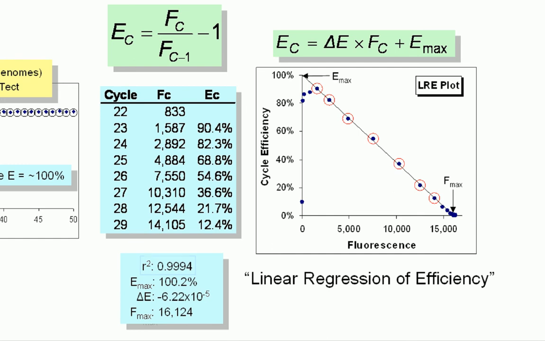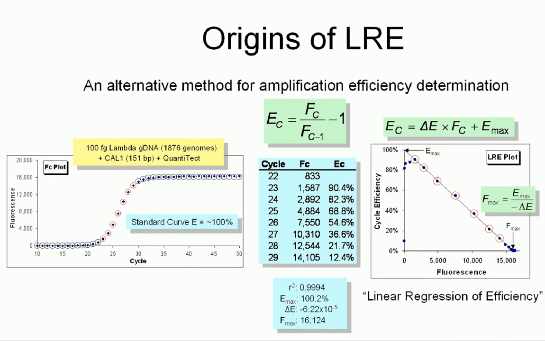For this profile, this produced an R-squared of 0.9994 and an Emax of 100.2%. Note also that Fmax can be determined from the ratio of Emax to delta E. The close correlation of Emax with that predicted from standard curve analysis provides support for the general validity of this approach, at least for amplification efficiency determination.